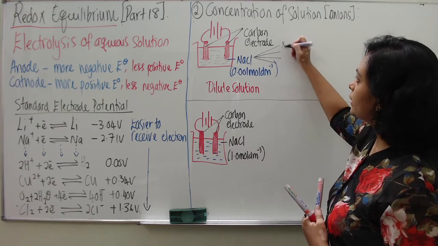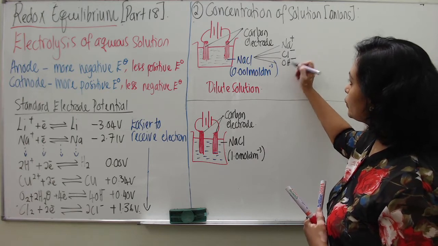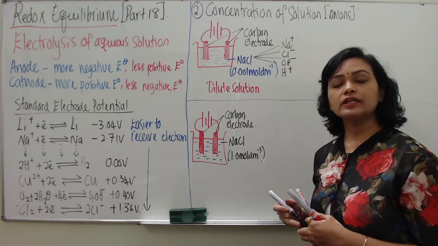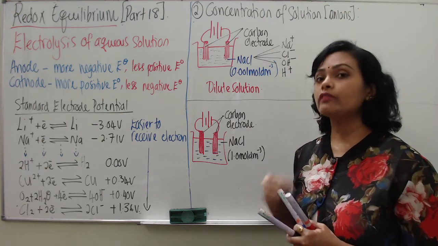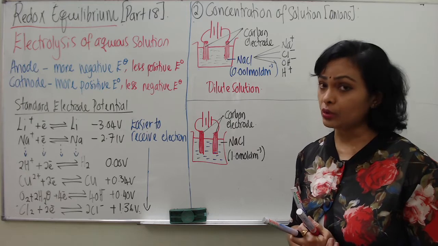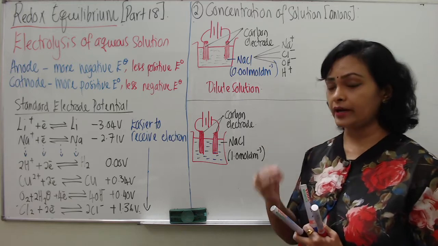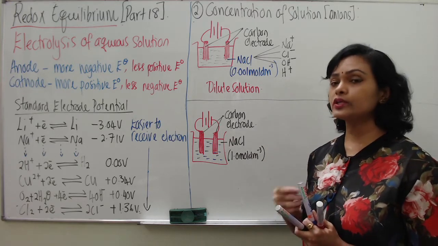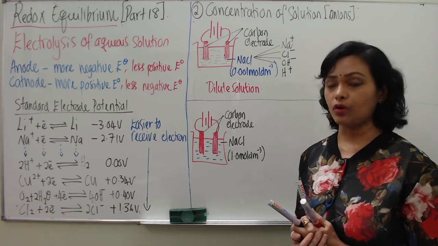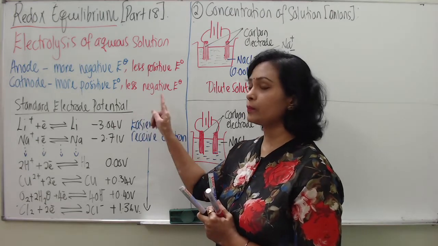Now, let's look at what is contained in sodium chloride solution. Sodium chloride solution has sodium ion, chloride ion, hydroxide ion and hydrogen ion. Since this is a typical dilute solution, in order to select the anions and cations which are going to be discharged, students must look at the first factor that I taught in part 17 of our lesson video, which is position in standard electrode potential.